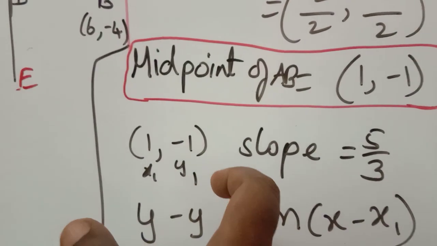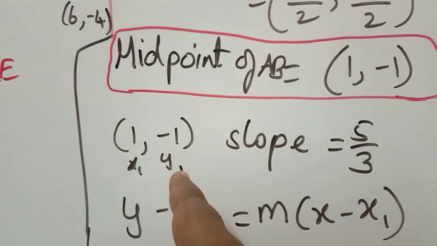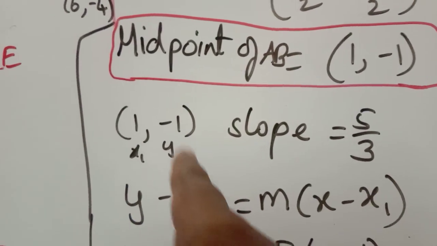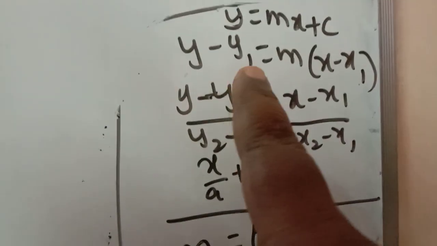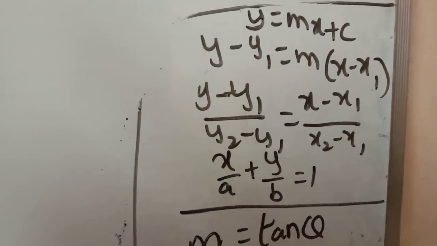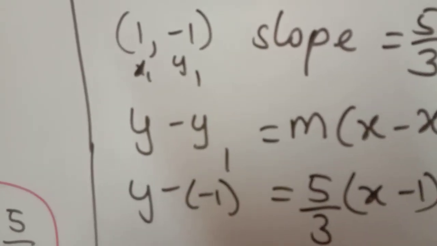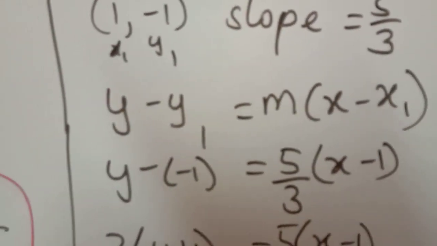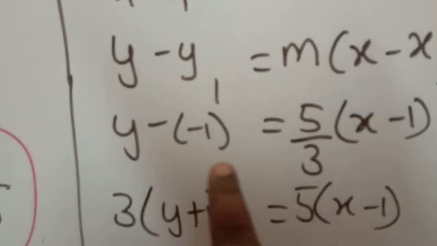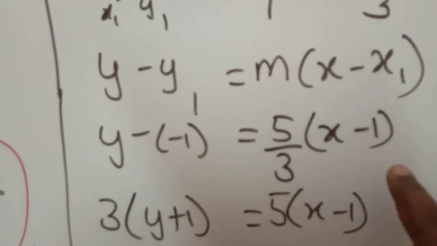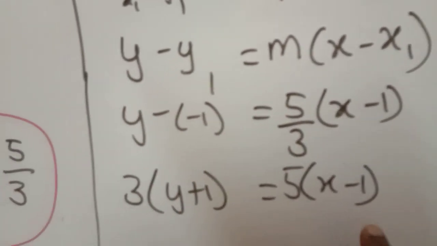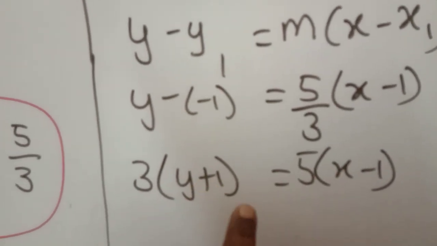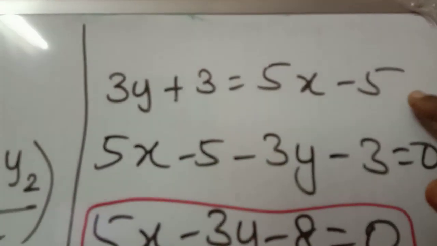So now we know the slope of CE as well as the point through which CE is passing. CE is passing through the point 1 comma minus 1. So using this one point and one slope, we know the equation: y minus y1 is equal to m into x minus x1. Substituting, y minus of minus 1 is equal to m value 5 by 3 into x minus 1. Cross multiply: 3 into y plus 1 is equal to 5 into x minus 1. Now multiply 3 in the bracket, 3y plus 3, and 5 in the bracket, 5x minus 5. So 3y plus 3 is equal to 5x minus 5.